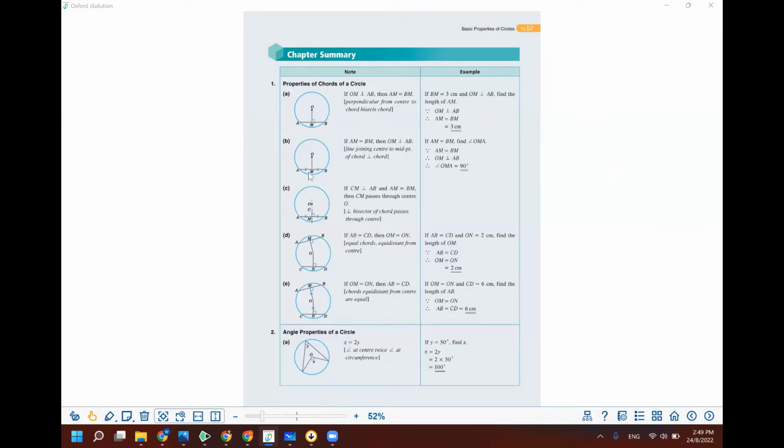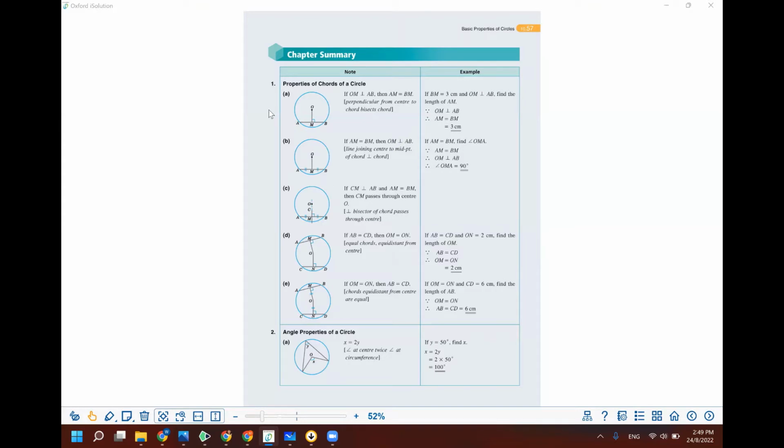Now these three are what I call the symmetrical properties of circle, about chords. And you must be very familiar with the perpendicular from center to chords bisects chord, line joining center to midpoint of chord perpendicular to chord, and perpendicular bisector of chord passes through the center.